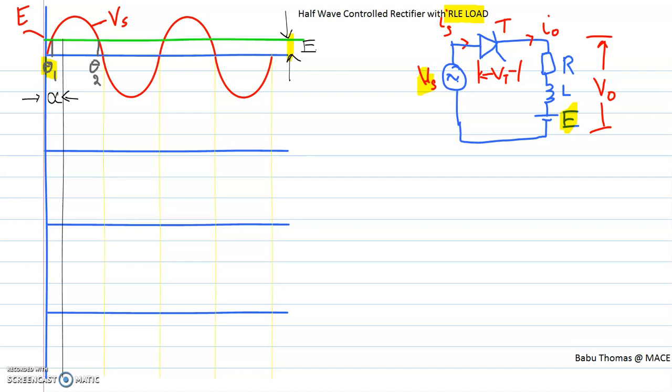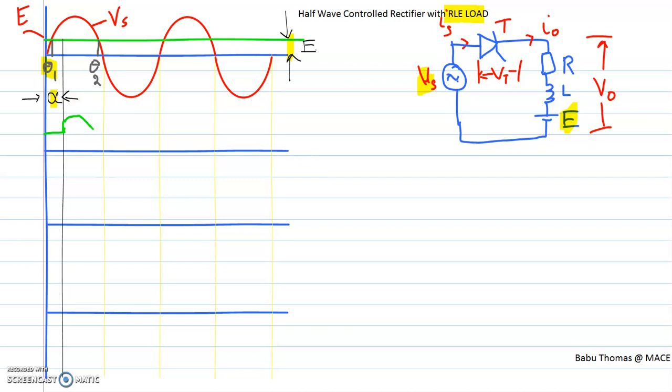fired. So now I am going to fire my thyristor at an angle alpha. Till then, since the thyristor T is in the off condition, the output voltage will remain at E. Now at alpha, your thyristor is fired, so it will try to follow the waveform of your input voltage, and therefore it starts to increase like this.